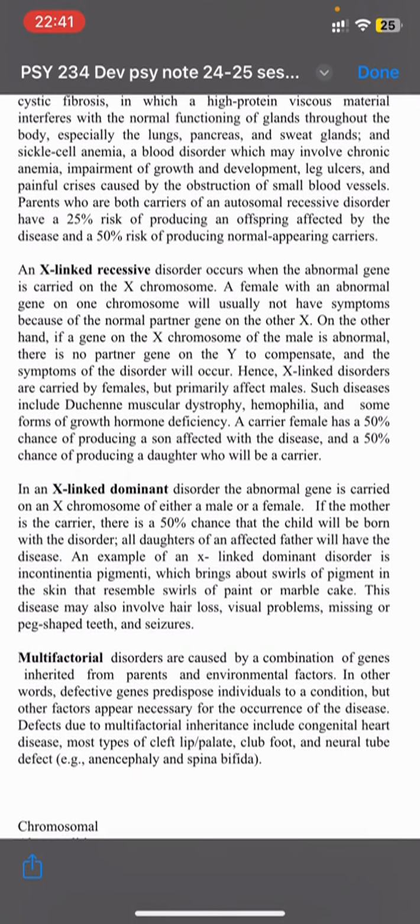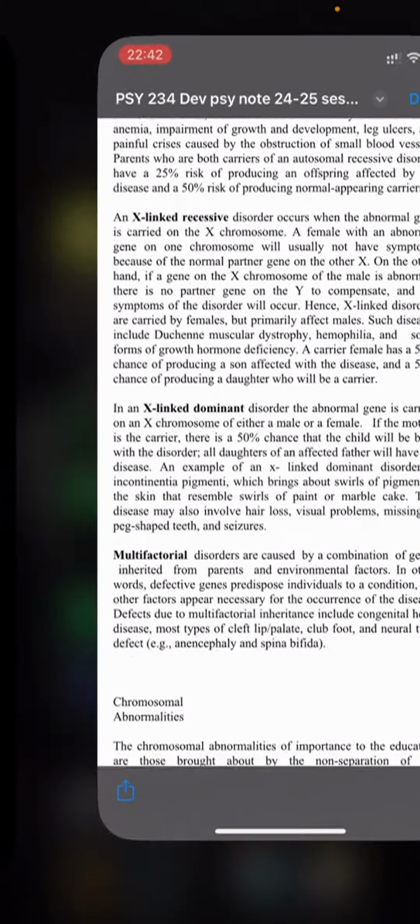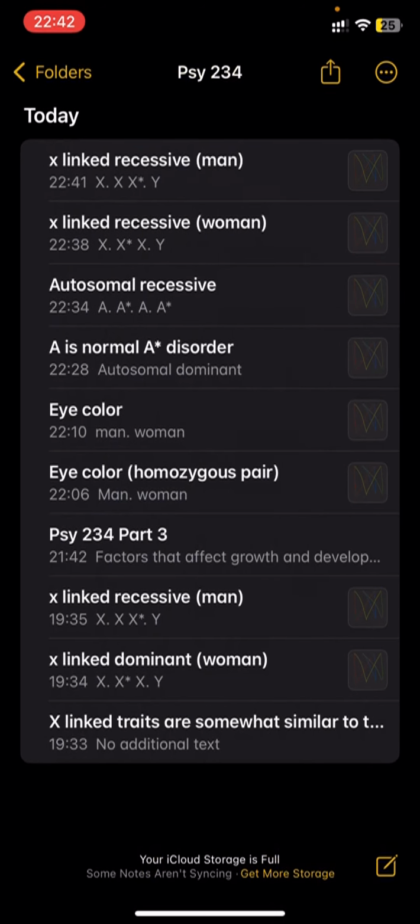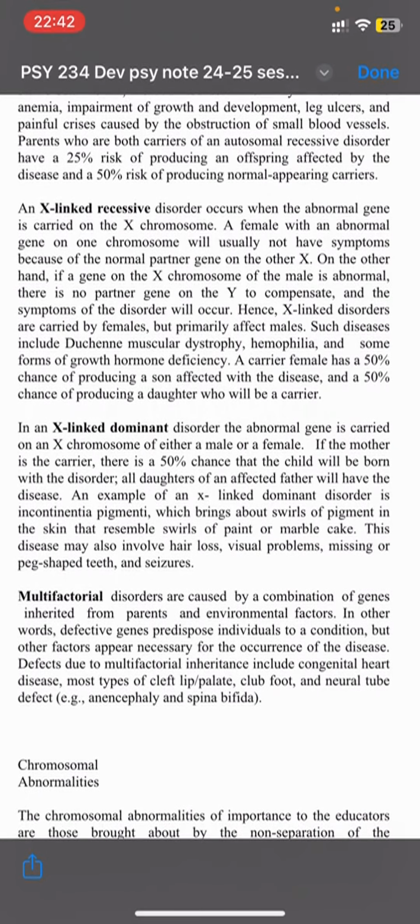Now, the next thing is the X-linked dominant disorder. We've already learned about autosomal dominant disorder, and this one is almost like that. In this disorder, the abnormal gene is carried on an X chromosome of either male or female. In the recessive case, the child under the red is just a carrier, she wouldn't have the disease. But in X-linked dominant, as long as it's there on you, the child will definitely have it.